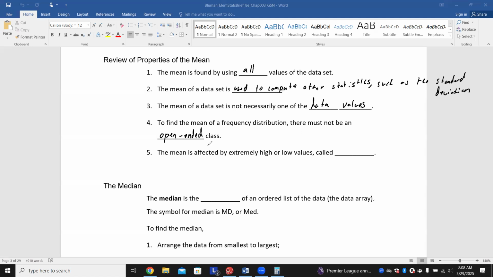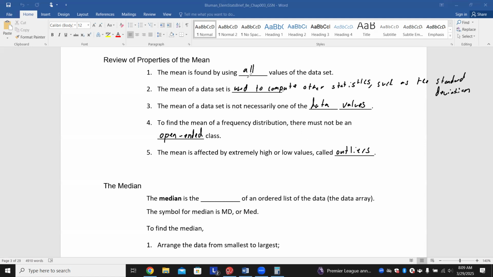All right. So, and then number 5, the mean is affected by extremely high or low values, and we're going to call those guys outliers. So again, we'll talk about more of this later on, but if I have really high values or really low values, the mean will be adjusted by that. If it's a high number, the mean is going to be a little bit higher than normal. If it's a low number, it's going to bring it down. All right. So that is the properties of mean.